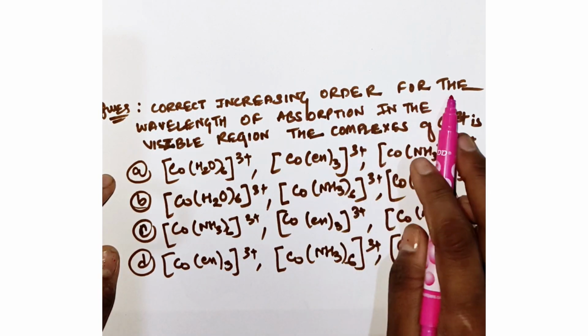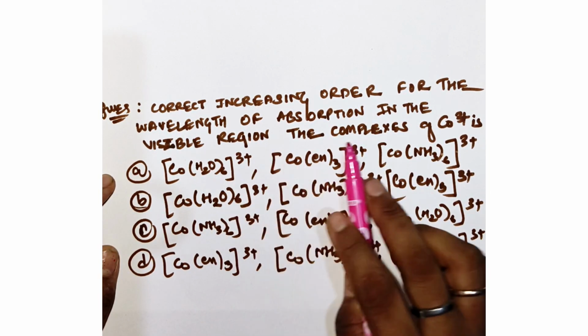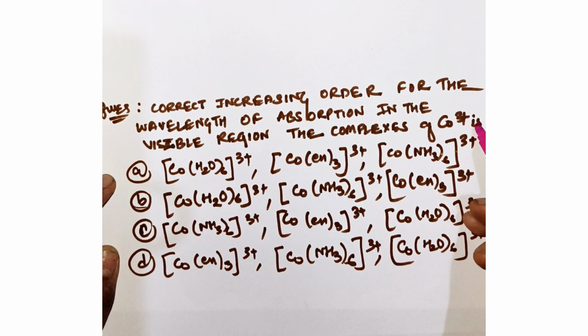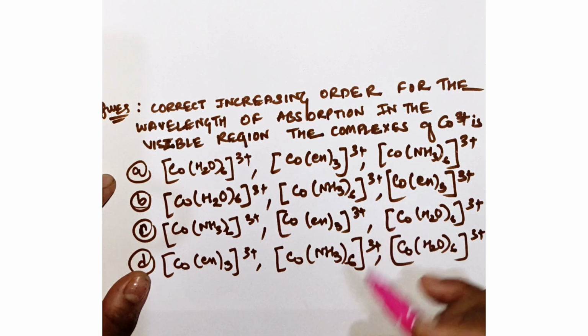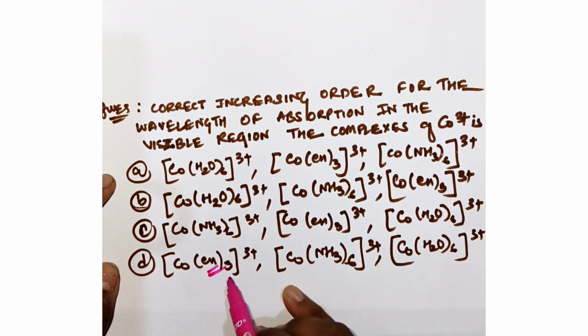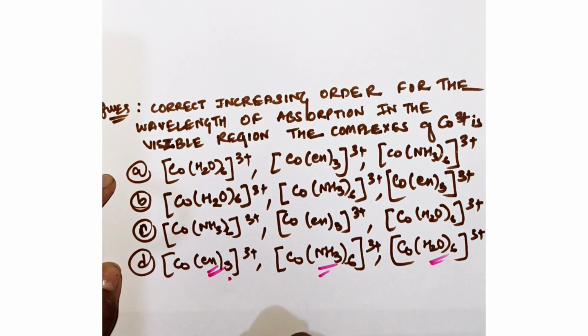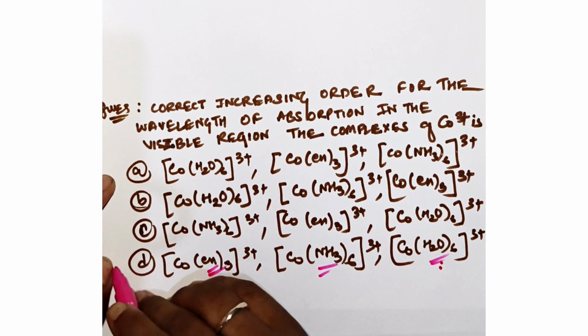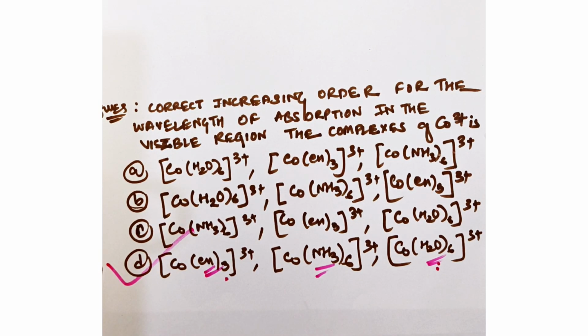Now the correct increasing order for the wavelength of absorption in the visible region of these complexes. The more the field strength, the more the energy absorbed. That means en is the highest, then ammonia, then water. Strong field ligands give more splitting, weak field ligands give less splitting. So number D is the answer.